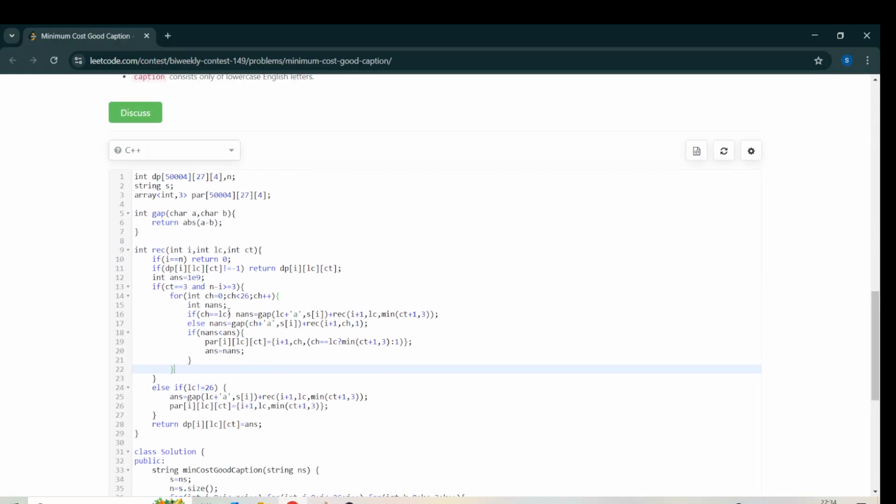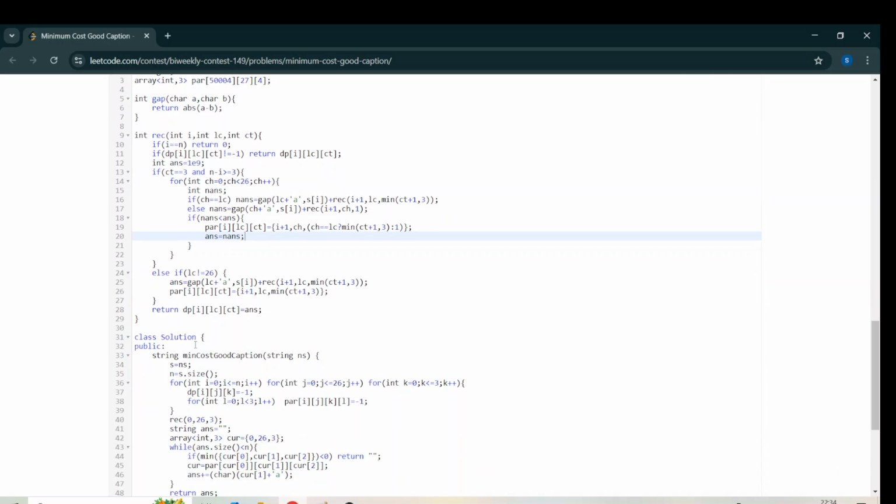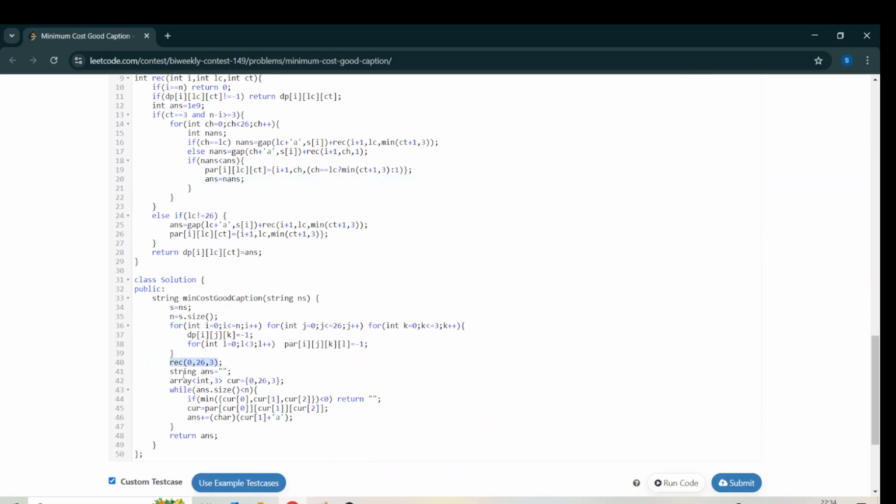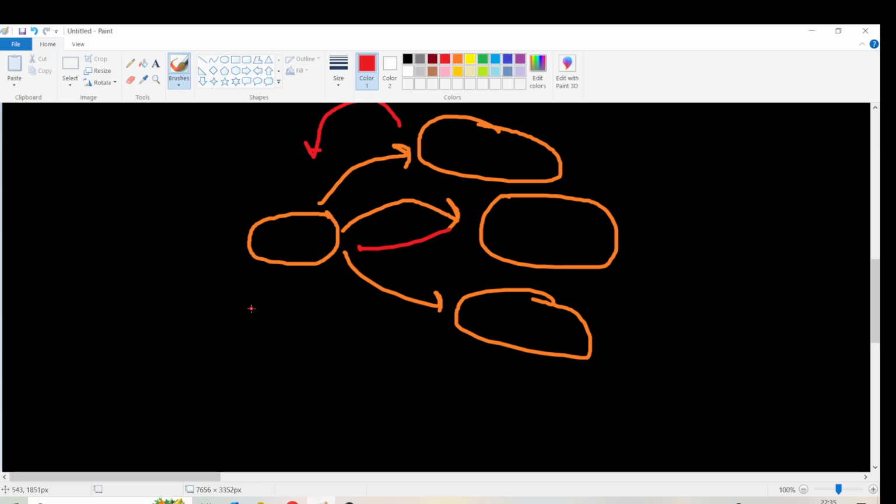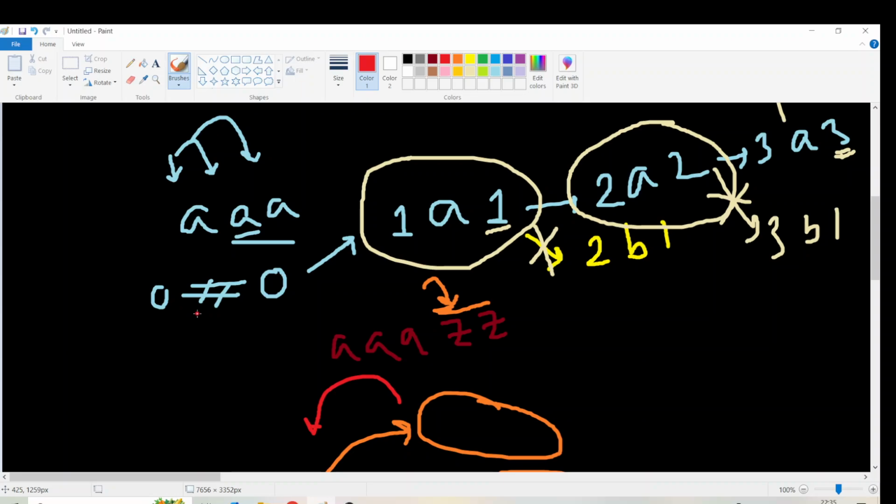Parent of i, lc and ct will be, if the current answer is less than the answer, parent of i, lc, ct will be this one. I hope you get it. This will be the parent of the next step. This will be helpful when we will be generating the answer. Now here, after our recursion is done, we will be generating our answer. So our first step will obviously be 0 comma 26 comma 3. Here we are taking 26 because this will be our first starting character hash. So for denoting hash, we are taking 26.